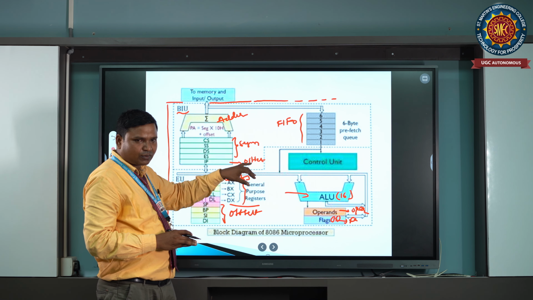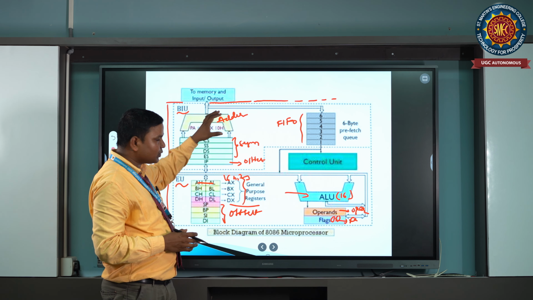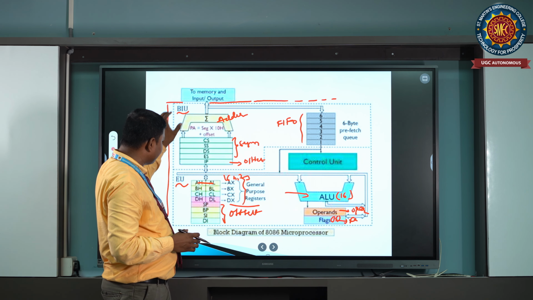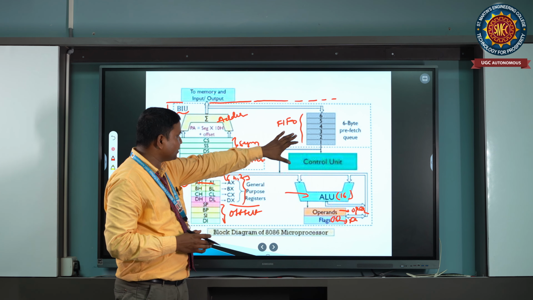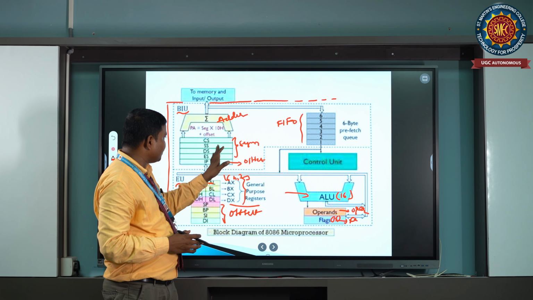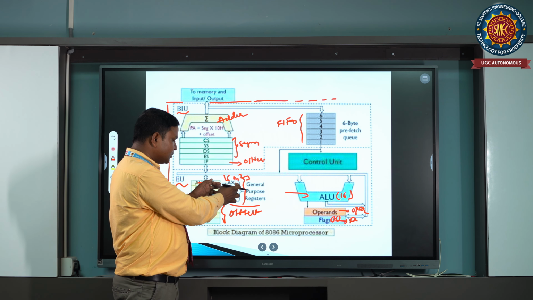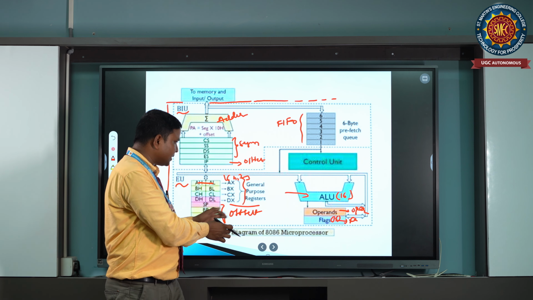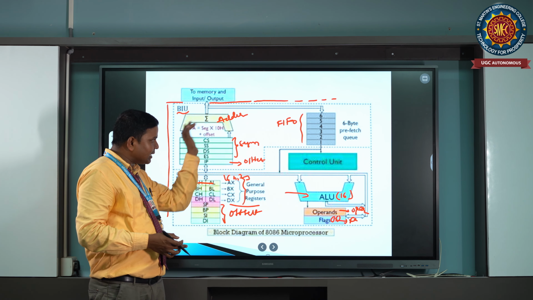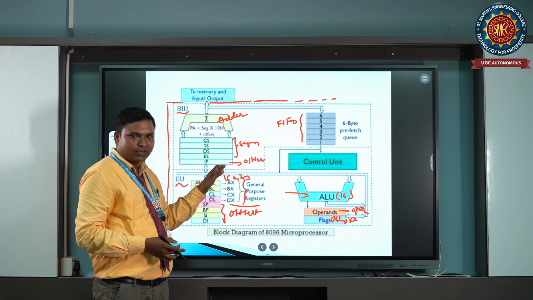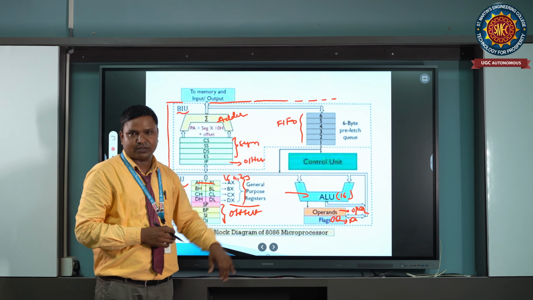Now we have to conclude our session. In the 8086 microprocessor, two things we need to learn, that is the BIU and the EU. In the BIU we need to learn three things: the instruction queue, which is the 6 byte prefetch queue, the segment registers, and the adder. While coming to the EU, it is the general purpose register, the ALU, operands and flags. This is the overall topic we discussed today. Thank you, everyone.